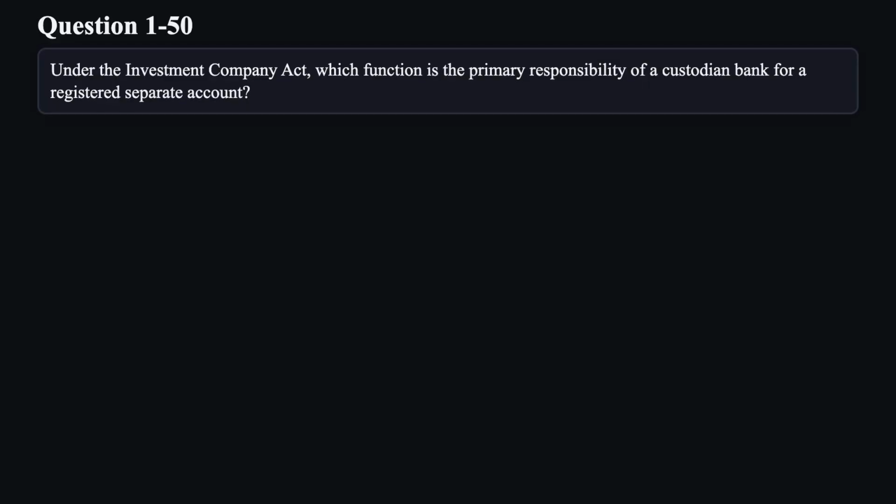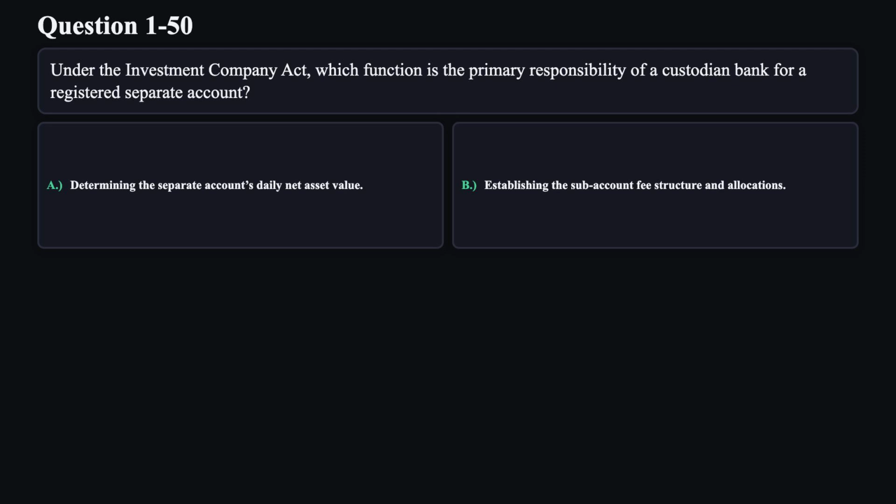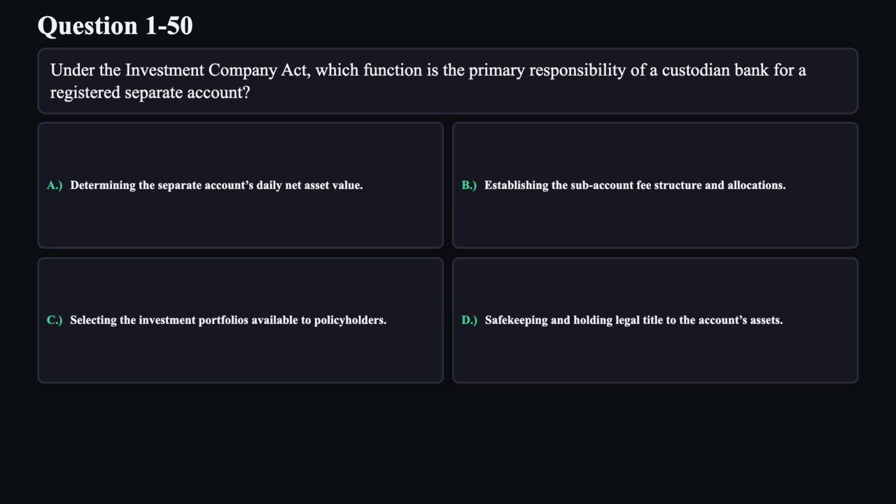Question 50. Under the Investment Company Act, which function is the primary responsibility of a custodian bank for a registered separate account? A. Determining the separate account's daily net asset value. B. Establishing the subaccount fee structure and allocations. C. Selecting the investment portfolios available to policyholders. D. Safekeeping and holding legal title to the account's assets.